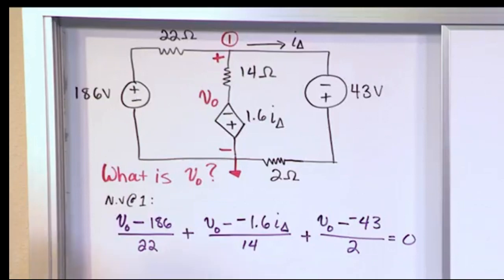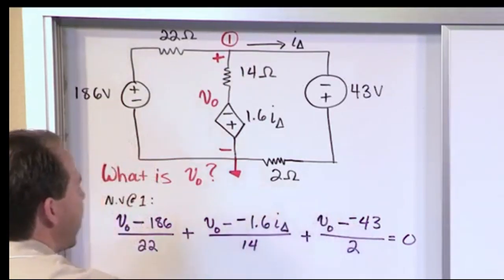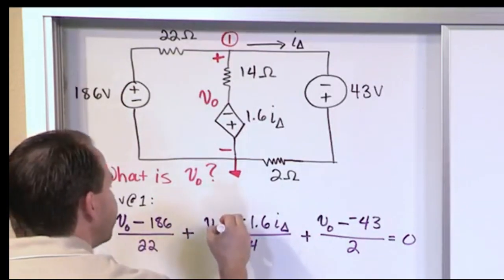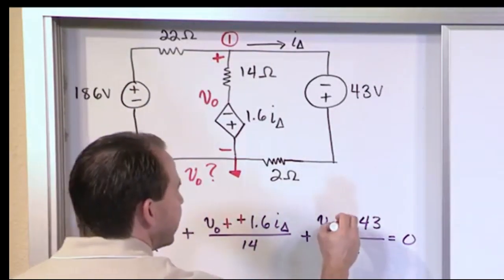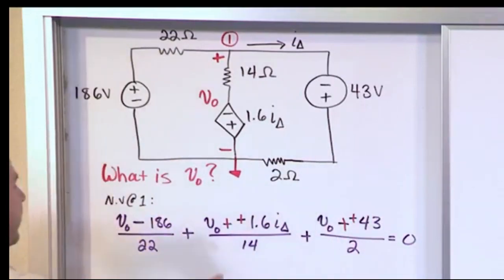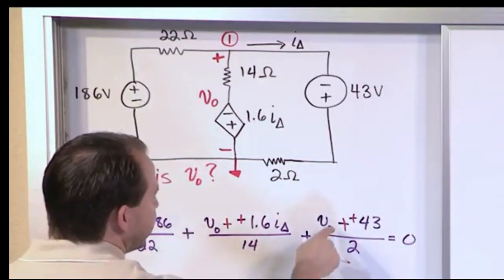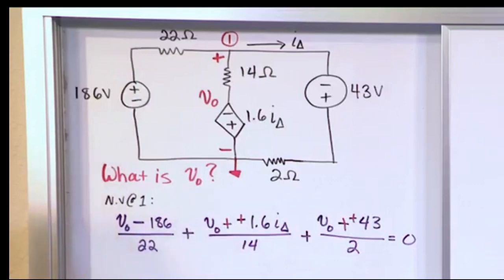So we look at this. First of all, now that I've explained the reason why we have subtracting the negative, now I'll go back and I'll put plus, because that's just algebra, right? So this is really V naught plus 1.6 I delta and V naught plus 43. I'm just trying to save a little bit of board space in writing the whole equation again. Now we look at this and say, all right, we only have one equation, let's solve it.